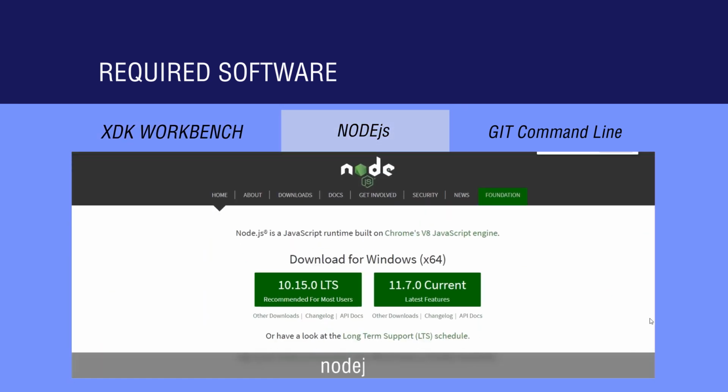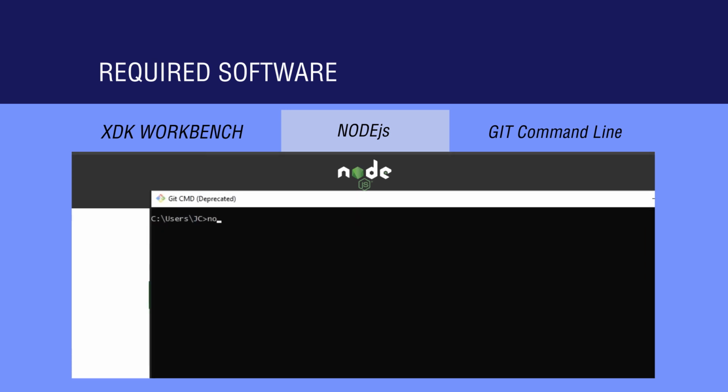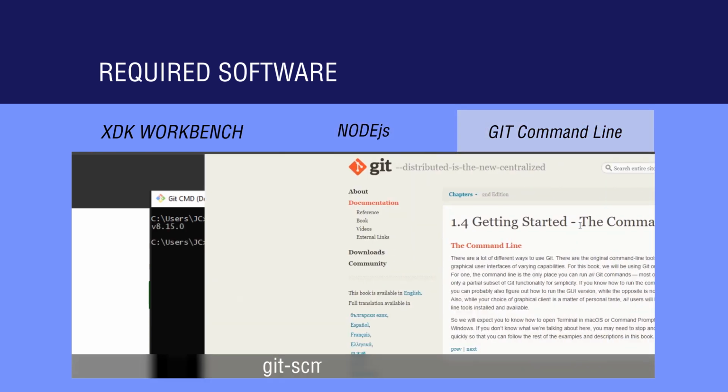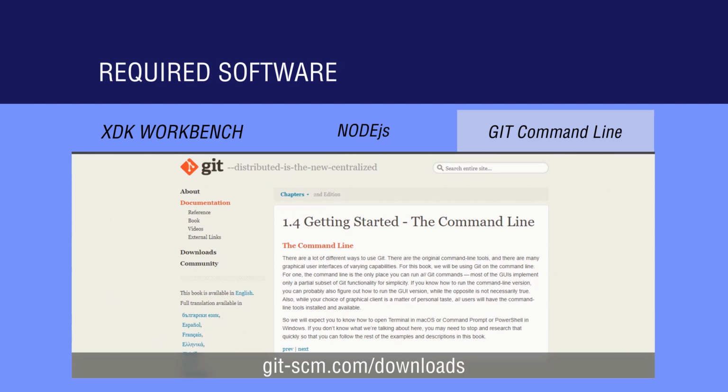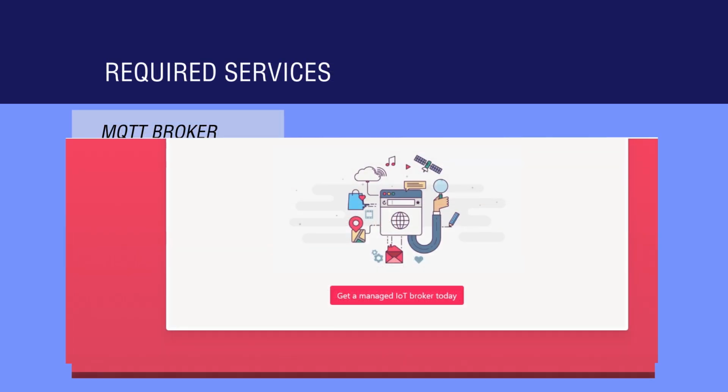You will also need to have Node.js installed. You can get it by entering nodejs.org and downloading the version that suits your system. If you want to know whether you already have Node.js installed, you can type the command line node -v. If it returns a version number, then it is already installed. The git command line is not mandatory, but it's a handy tool, so you might want to install that as well before we begin. The other thing we'll need is an MQTT broker.